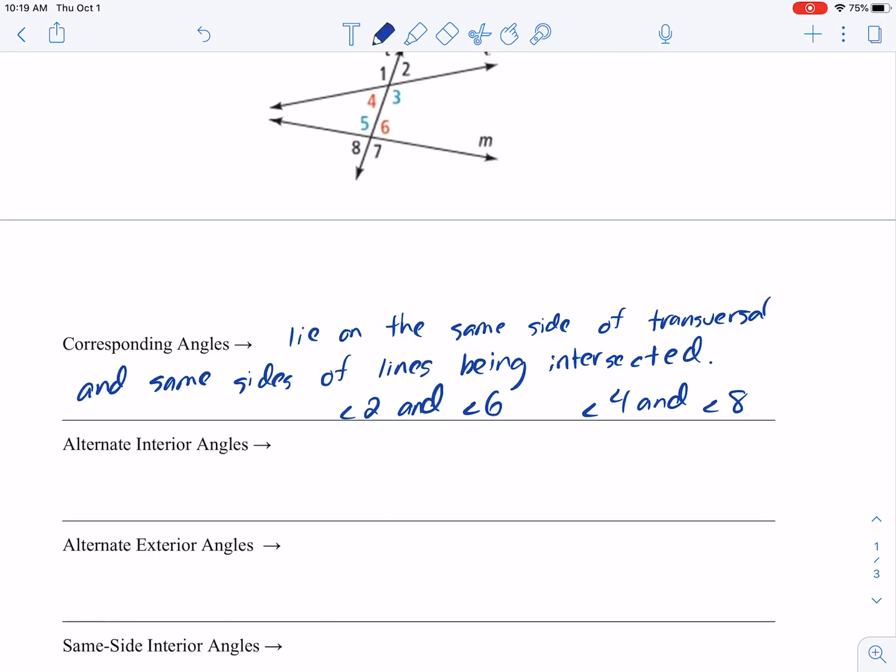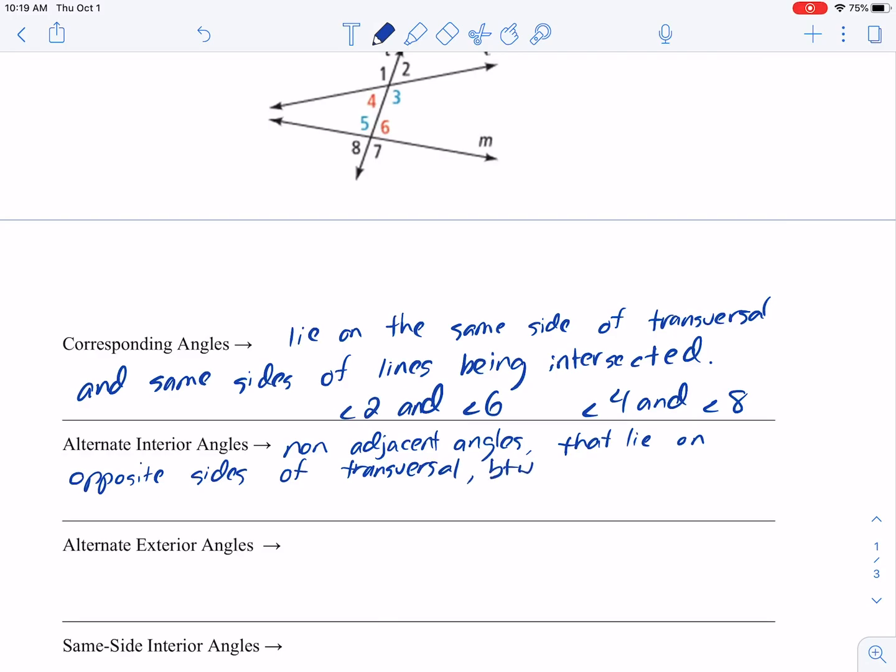Alternate interior angles are angles that are non-adjacent and they lie on opposite sides of the transversal between, I'm just going to abbreviate BTW, between the intersected lines. Righty.